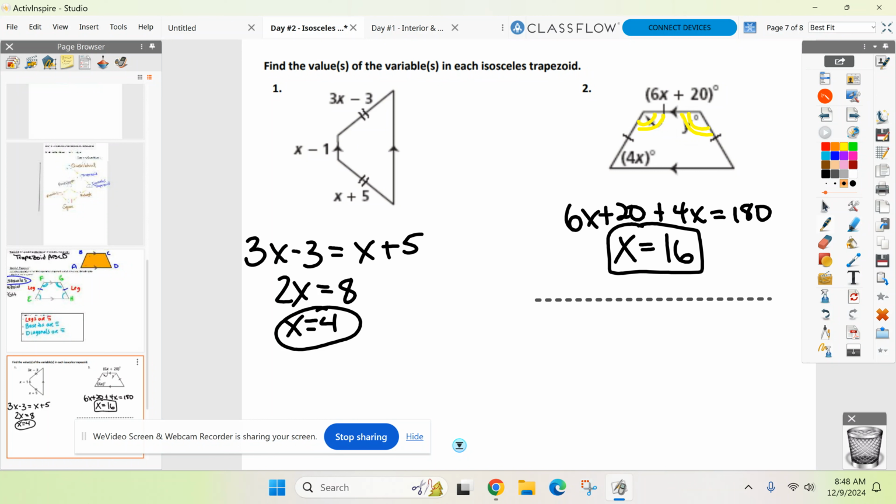16 equals y. So plug it in. There you go. Where do you want me to plug it in? Yep. So everyone, y is equal to 6 times, now plug it in, 16 plus 20. Base angles are equal. When you have that value, Hayden, let me know.